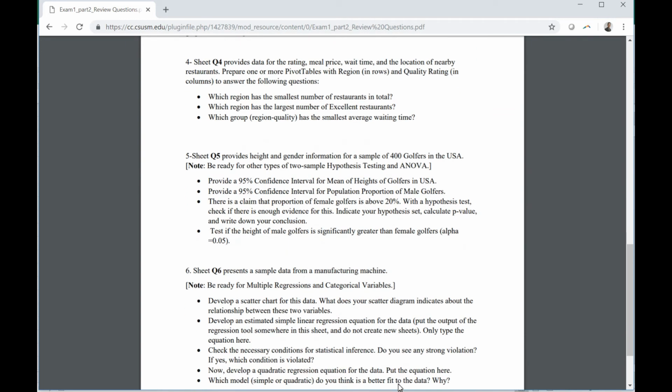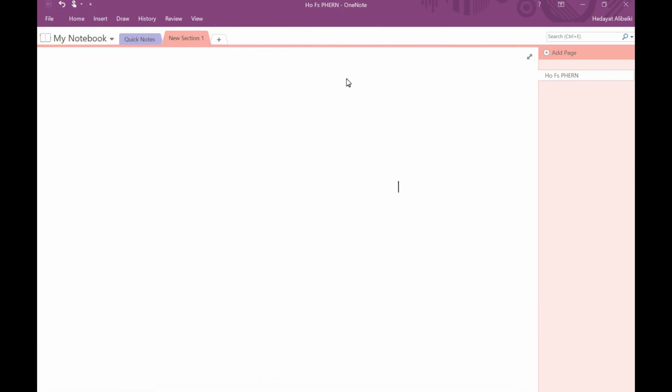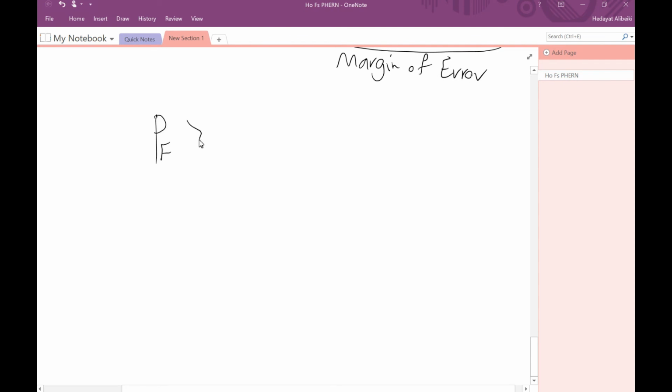There is a claim that the proportion of female golfers now is above 20%. So let me just go back here. The statement that we have is that the proportion of female golfers is greater than 20%, or simply 0.2. So this is a claim, so we just put it in the alternative.